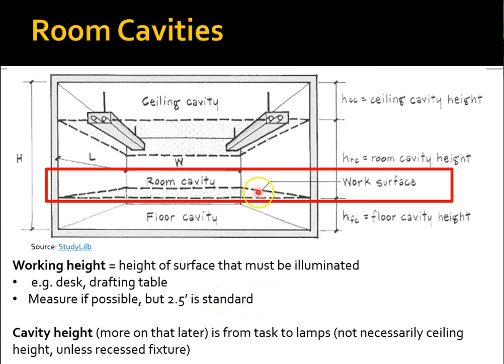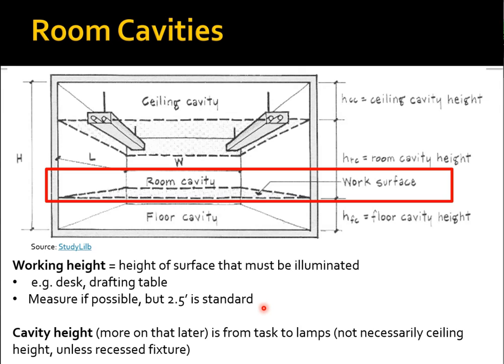The cavity height, again, is from the task height or the working surface height to the bottom of the lamp. Right? So this comes into play if you have something other than a recessed lamp. A recessed lamp is going to be flush with the ceiling, but just about everything else is going to be below the ceiling, so you can't just use the ceiling height if that's the case.